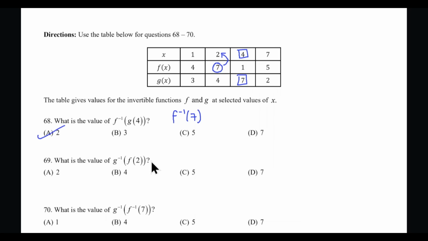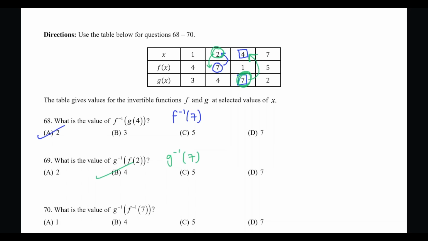Okay, f of g inverse of f of 2. What is f of 2? F of 2 is just 7. So g inverse of 7. G inverse of 7 means the x value when g is 7. G is 7 right here, so its x value is 4. So there you go, 4.